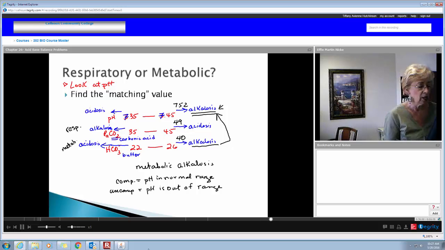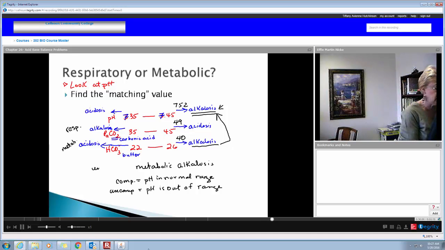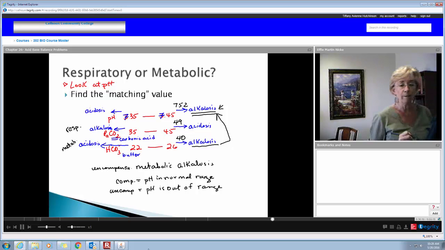Okay? So right away we can look up at this problem and say, okay, the pH is out of range, so this lady has uncompensated metabolic alkalosis. All right? Uncompensated. Now I'm going to take it a step further. We're going to look to see whether she tried, whether her body tried.